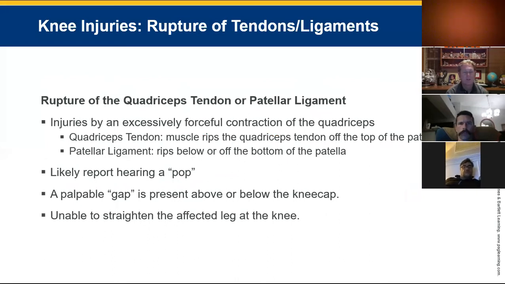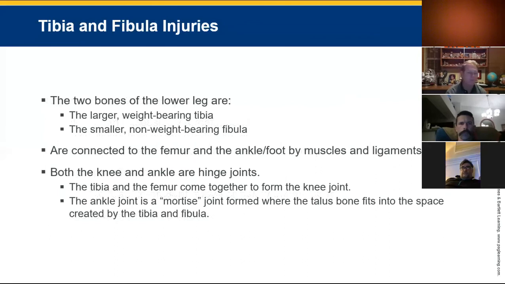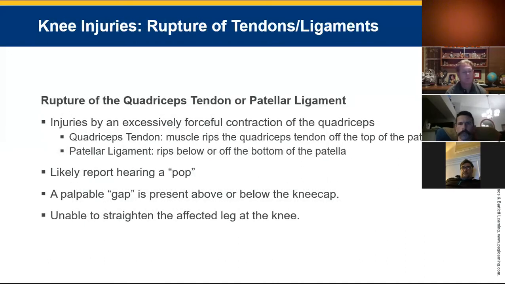Tendon and ligament ruptures. They usually hurt, with a pop. You've got that little tenting or a gap, and they're unable to straighten the affected leg at the knee. Again, like an Achilles tendon, you get that foot drop. Pain at the affected area. How are we going to treat this? Splint it.